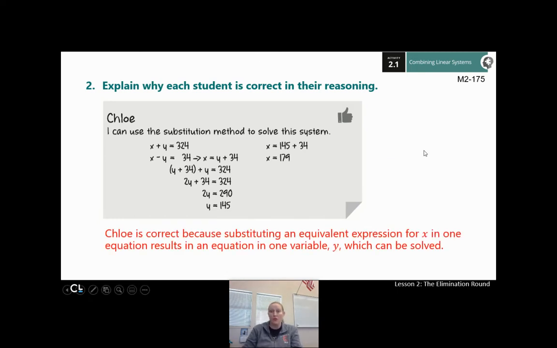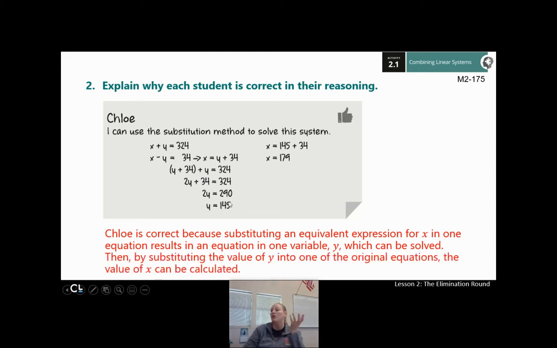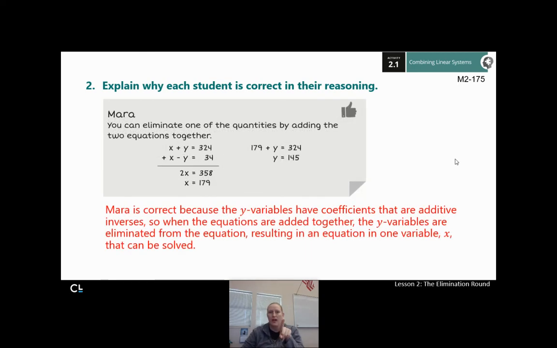So Chloe's correct, and they got the same answer, right? They got the same answer. Chloe's correct because substitution is totally a thing we do in math all the time. Substituting an equivalent expression for X in one equation, notice how she substituted for X, and it resulted in an equation in one variable. It resulted in an equation with only Y's, and we can easily solve that. And of course, once she found Y, then she can substitute Y into one of the original equations to find X.